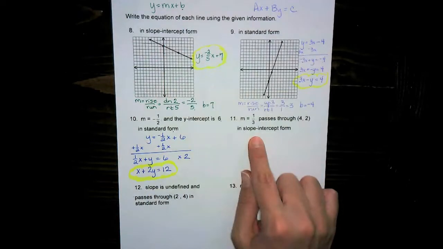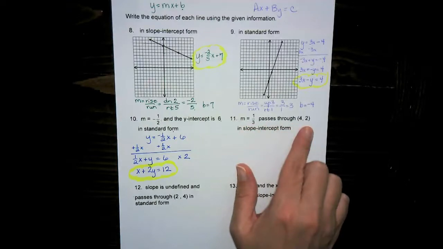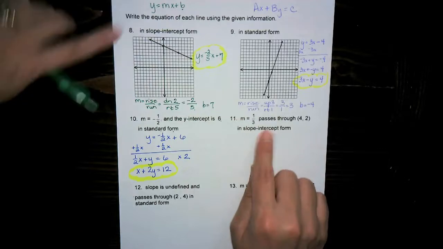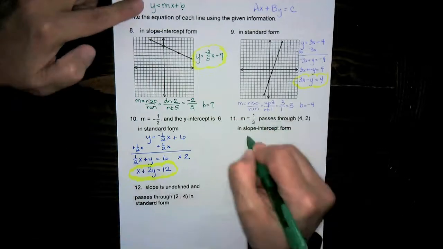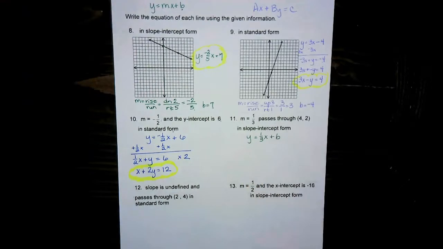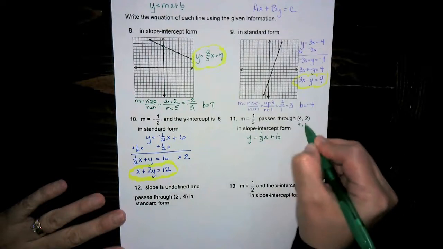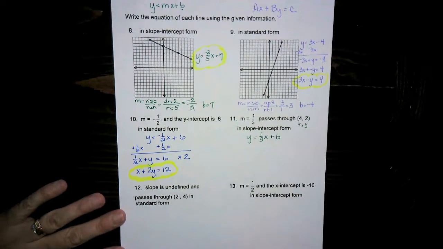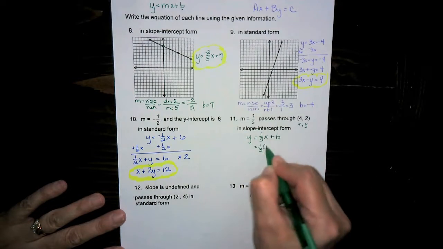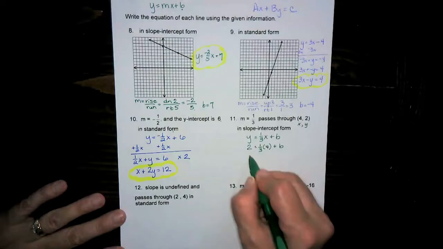Okay, so let's look at number 11. We're told m, and we're told it passes through 4, 2. Okay, and we want slope-intercept form. So we know we're working with this one. Let's substitute our m. We know y equals 1/3 x plus b. Problem is we don't know b. But I want you to recognize in an ordered pair, we know x and we know y. So let's substitute to find b. In place of x, I'm going to put 4. In place of y, I'm going to put 2. And we can solve for b now.